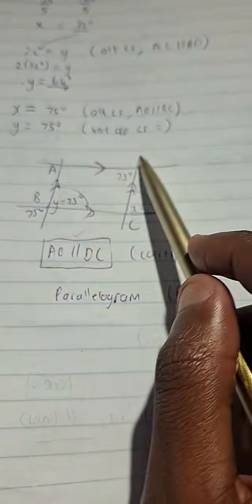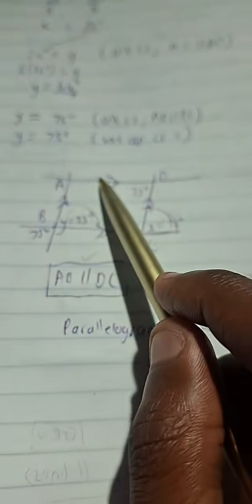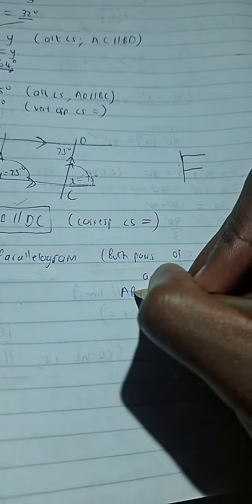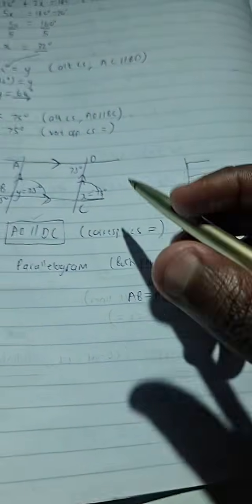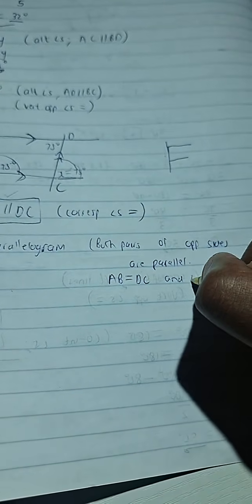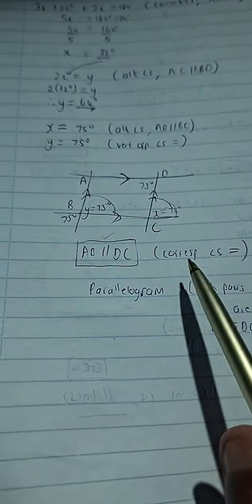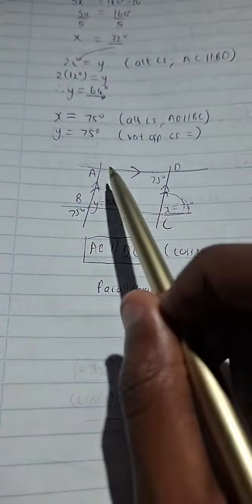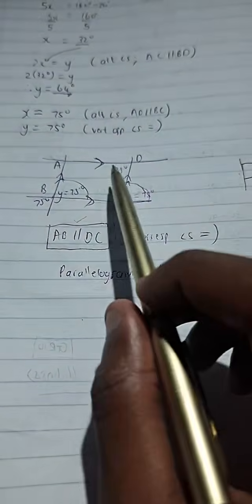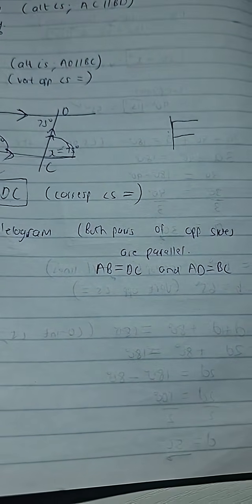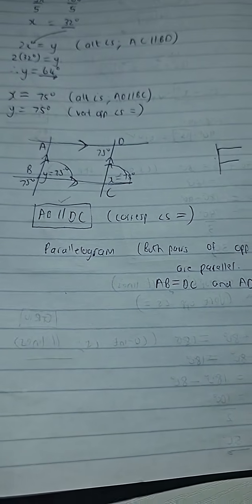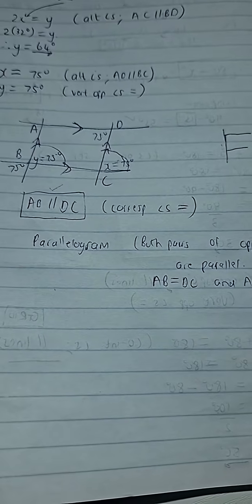I can only speak of both pairs of opposite sides being parallel because, for instance, AD is parallel to BC, that I know for a fact. AB is parallel to DC. I also know that AD is parallel to BC. Okay, this I know. It's just that I did not find out if both opposite angles are equal, but this I know for a fact. The minute both pairs of opposite sides are parallel, we know that that is a parallelogram without any hesitation.